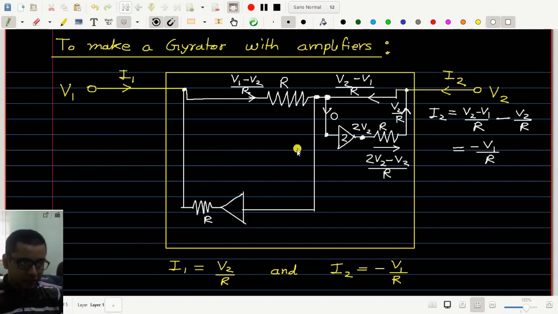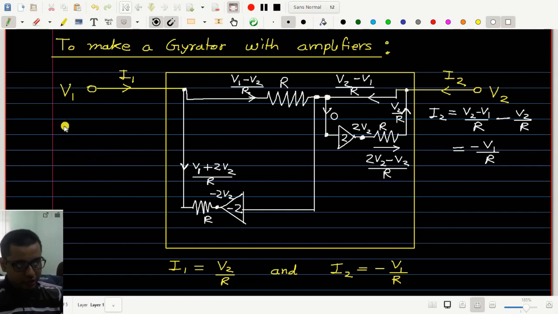Now, if I take the gain of this amplifier to be equal to -2, then this voltage is V2, so this voltage will be -2 V2, and here we have V1, so this current will be equal to V1 minus 2 V2, so that is plus 2 V2 divided by R. This is this current.